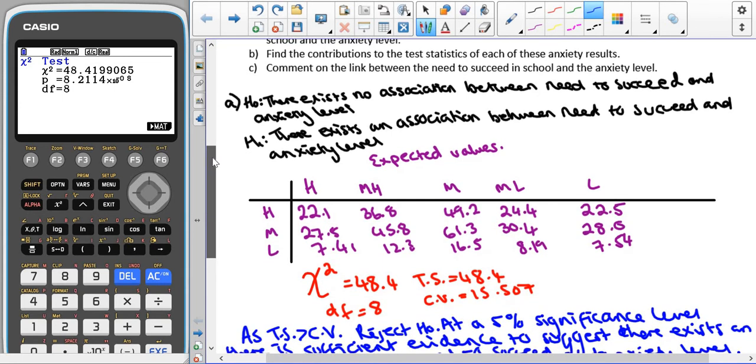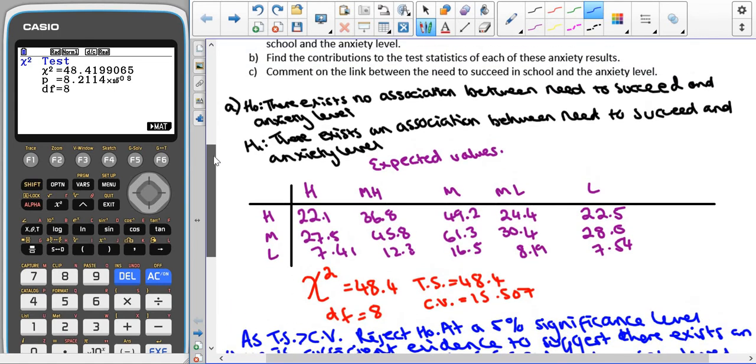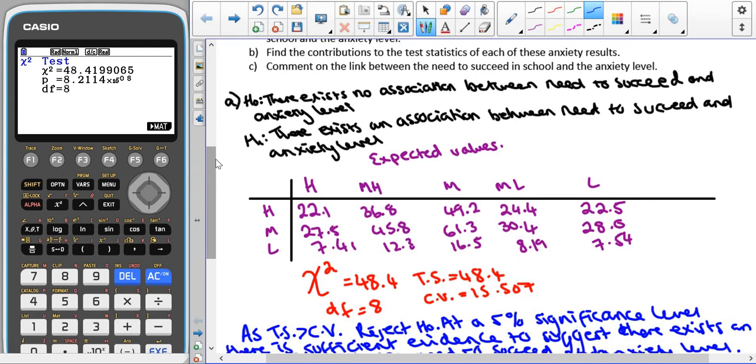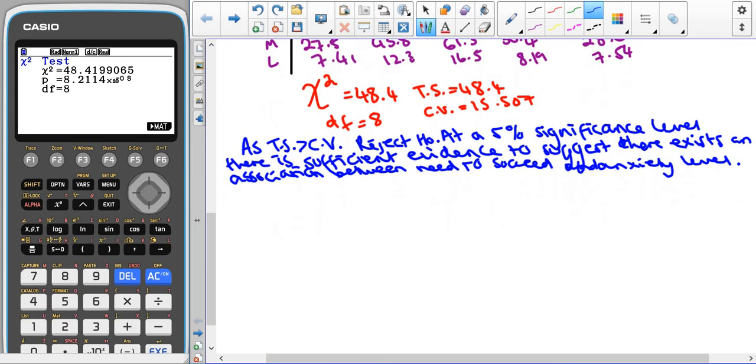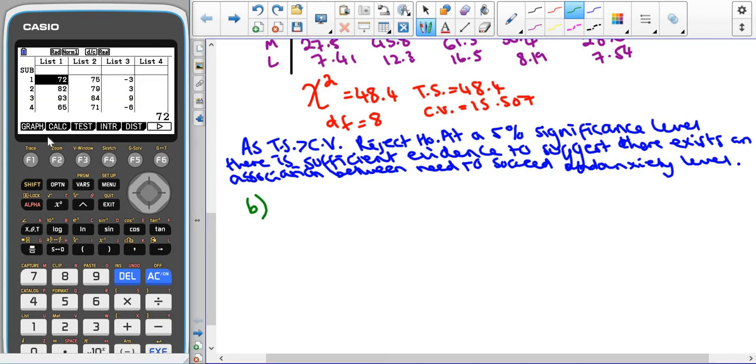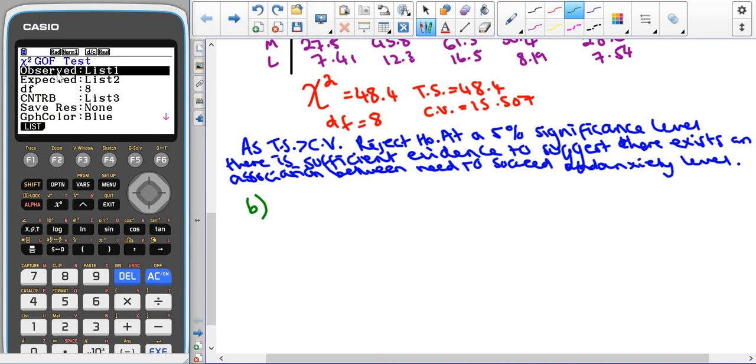So then for B, we're having to find the contributions. Now this one's quite nice because it specifically asks us to find the contributions, but if it's asking us to comment on any link, I strongly suggest writing down the contributions, because usually there are method marks for doing that. So for part B, what we need to do is that we're going to be using test, chi, and then goodness of fit. Now I haven't entered my values yet, I'm just showing you how this comes up. So this reminds us that we're putting our observed values into list 1 and our expected values into list 2.